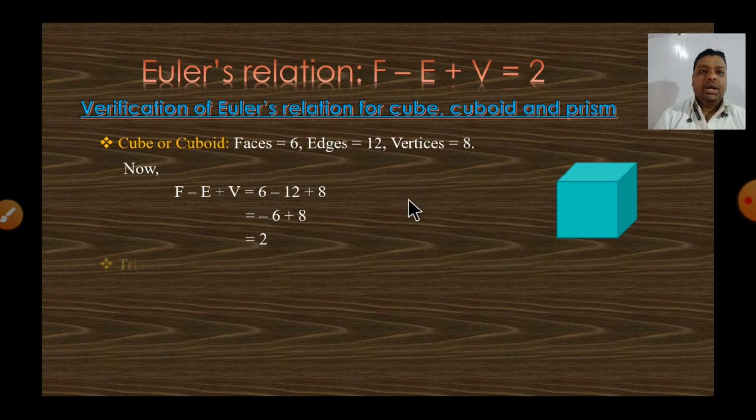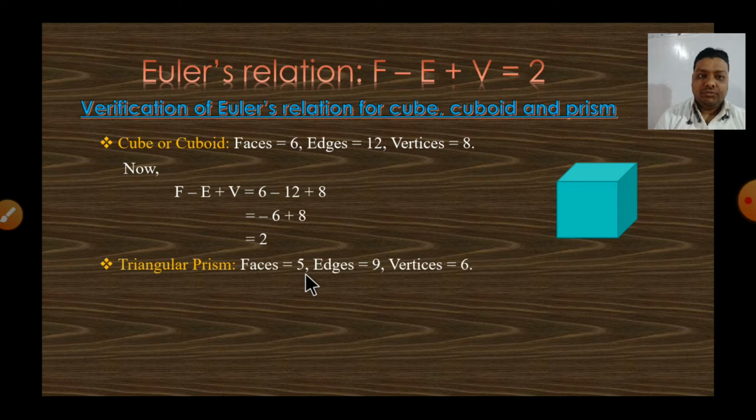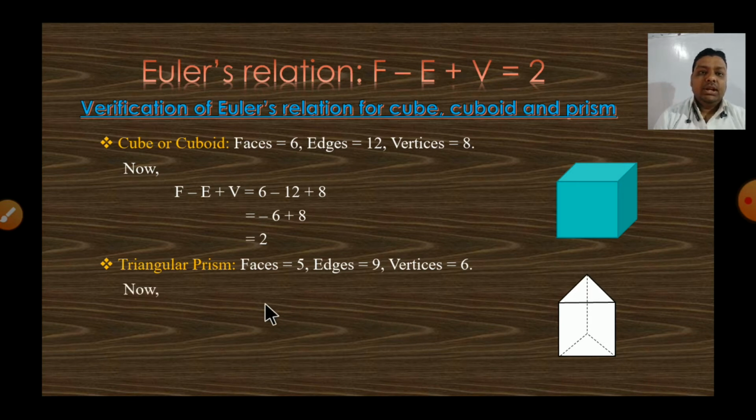Now, triangular prism. We have just discussed that faces are 5, edges are 9 and vertices 6. You can see here. Now students, let's prove it. F minus e plus v: F is 5, edges 9 and vertices 6. 5 minus 9 is minus 4, plus 6 is 2. Again you can see it also satisfies Euler's formula. I hope that you all have understood. So let's discuss some more.